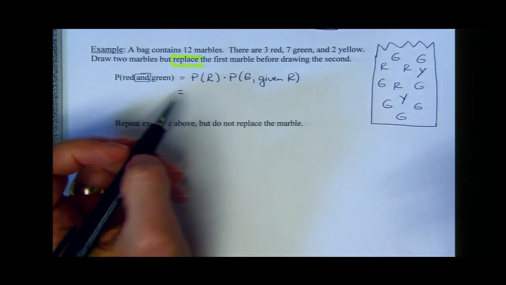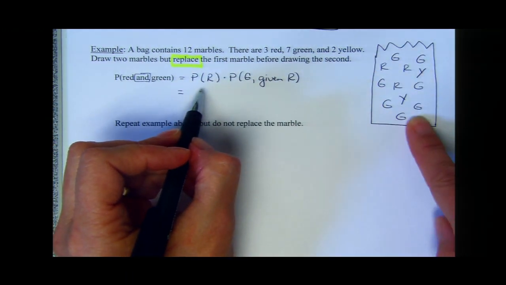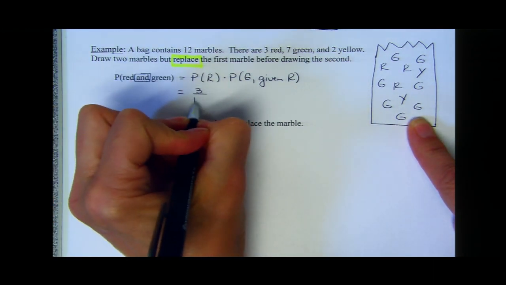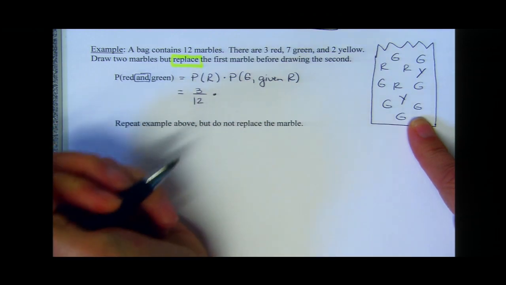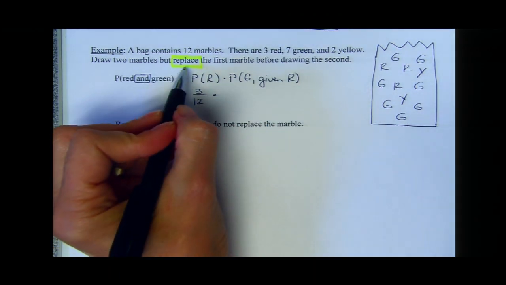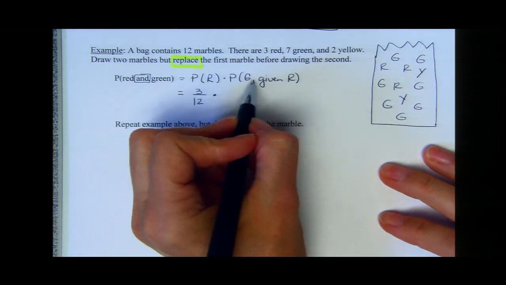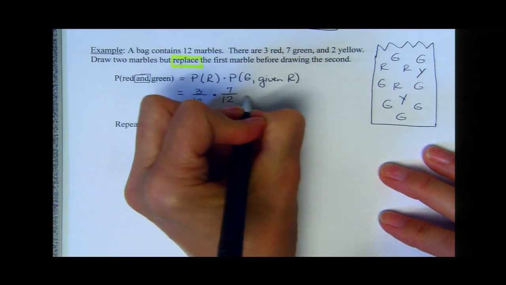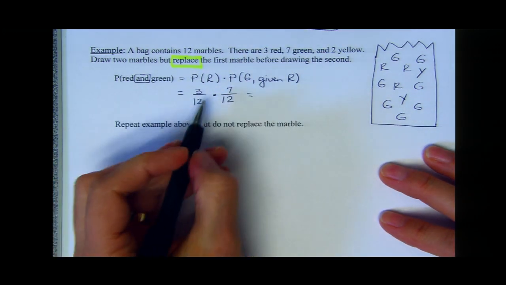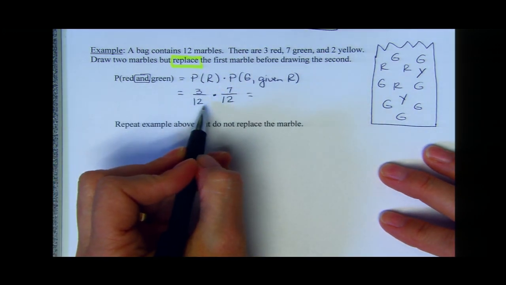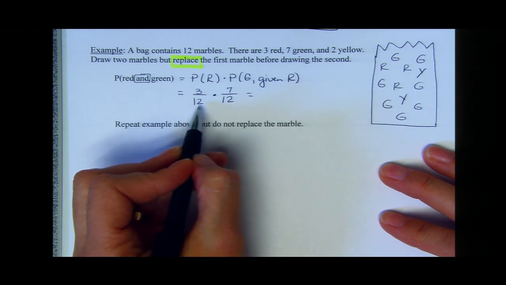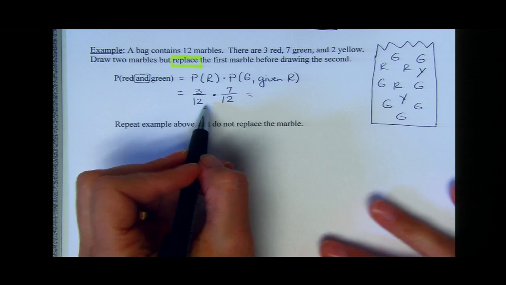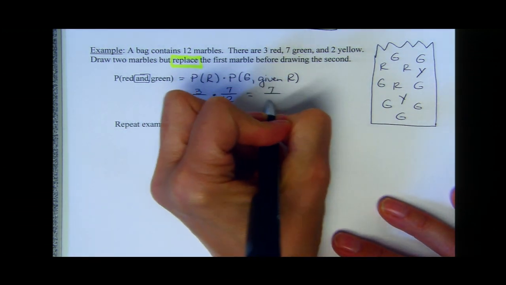All right, so my first draw. Look in this bag, what's the probability that I pull out a red one? 3 of them are red, 12 marbles. Put that marble back in the bag because it says to replace. Now what's the probability I'd get a green one? Well, there's 7 green and there's still 12 marbles. So that'd be 21 over 144. Woo, had a little brain skip there. Okay, that reduces to 7 over 48.